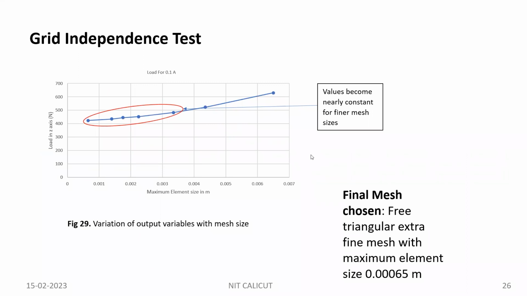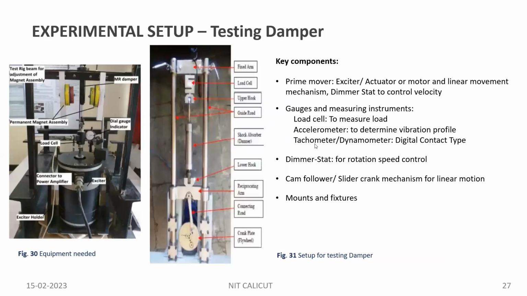This is the grid independent test. When we do the meshing, we cannot use a very, very fine mesh. I told them to do the grid independent test to find till what mesh our results are accurate, and they have found out up to what mesh is okay for simulation work.